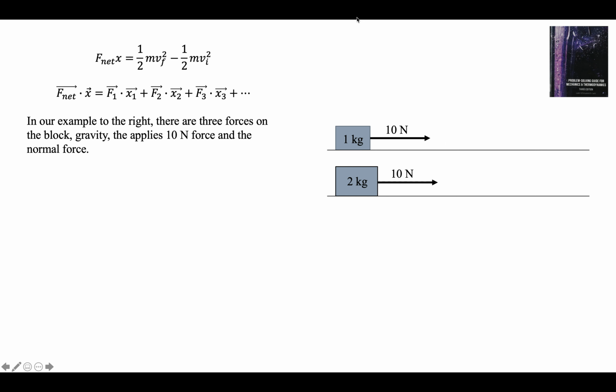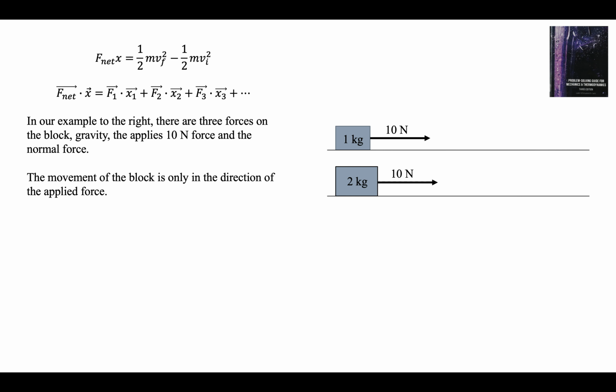The normal force is straight up. It's not increasing or decreasing the kinetic energy of the block. It's not contributing. Only the 10 Newton force is contributing. So the dot product is 0 for the normal force and the gravitational force.